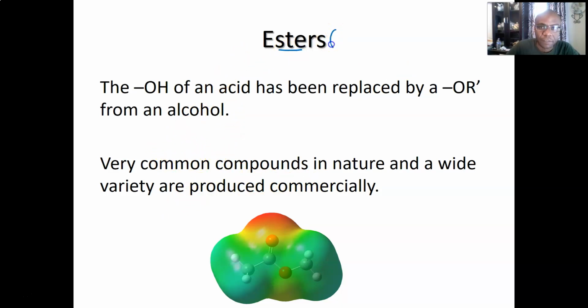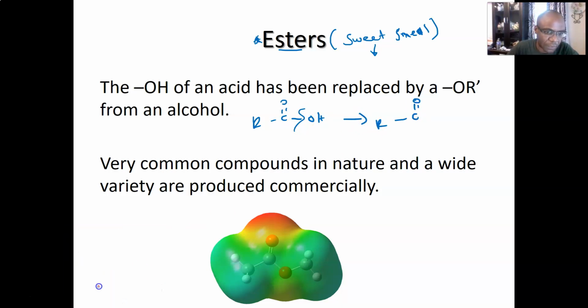Esters. You know these have a sweet smell. When your bananas are ripe, they are full of esters, and those esters will give it a sweet smell. So the OH of a carboxylic acid has been replaced by an OR group. That's how you get an ester.